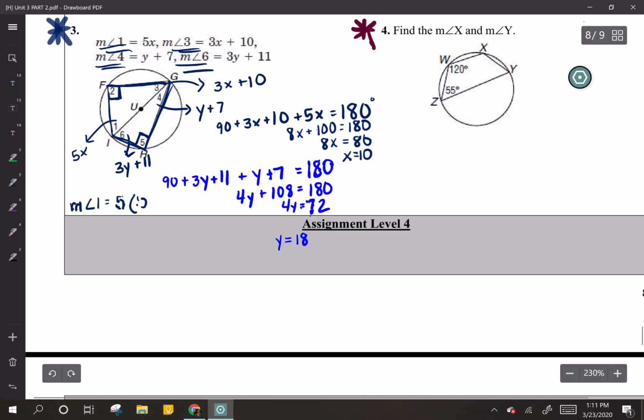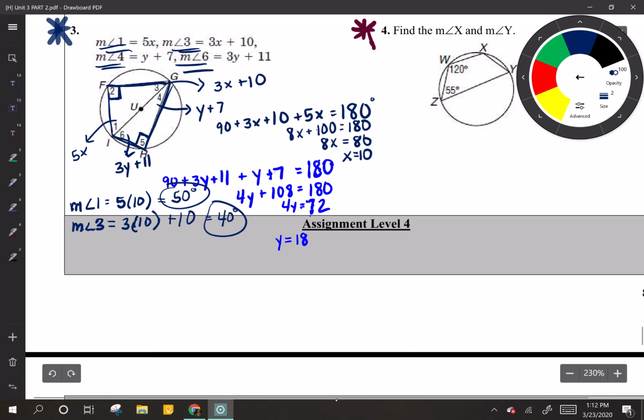Okay, so if I put all of that together to get the measurement of angle 1, I just do 5 times 10. Oh no, my pen is timing out again. And then measurement of angle 3, I do 3 times 10 plus 10, which gives me 50 degrees and 40 degrees.